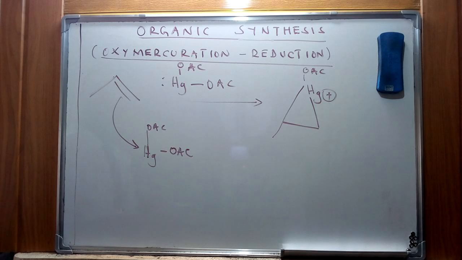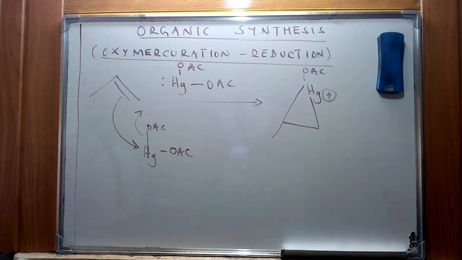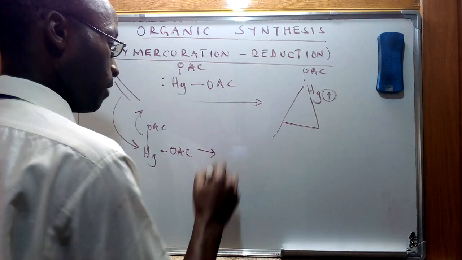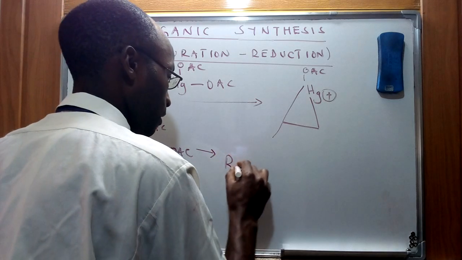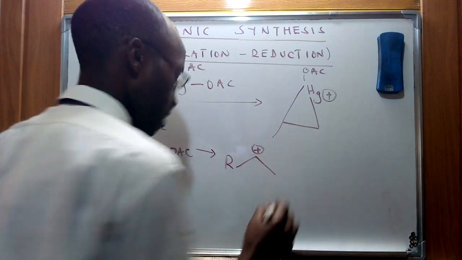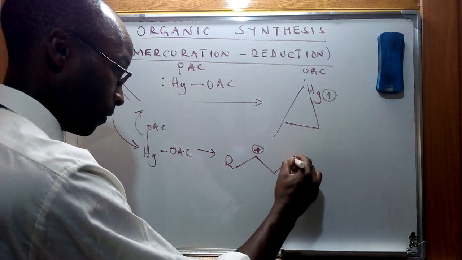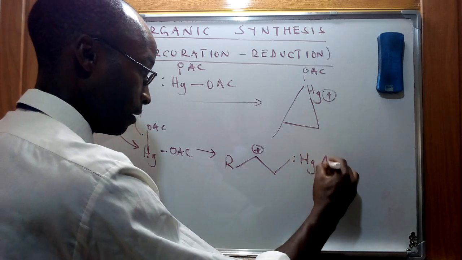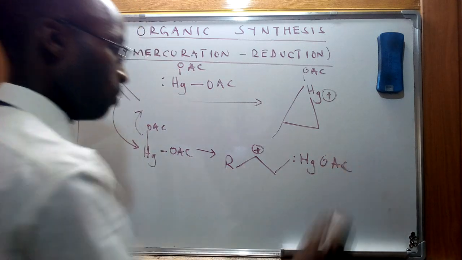So therefore we're going to see that this one is going to attack on that mercury, and this is going to act as a leaving group, and this is going to lead to the formation of a carbocation, or rather an intermediate, with a single acetate group as such.